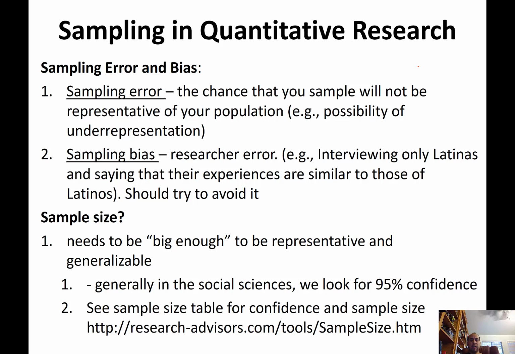So sample size, this is the big question. How much is enough? How many do I need? That's a very difficult question to answer, but the short answer is it does have to be big enough to be representative if you're doing qualitative, and generalizable if you're doing quantitative. Generally in the social sciences, we look for this 95% confidence interval, okay? In the medical sciences, we look for a 98% or 99% confidence interval. But a 95% confidence interval is good enough for us to say, with a great degree of certainty, that we know this is true with 95% certainty because of the size of the sample that we obtained.